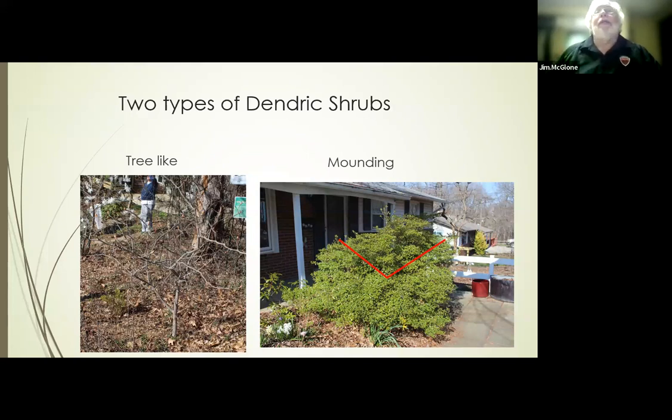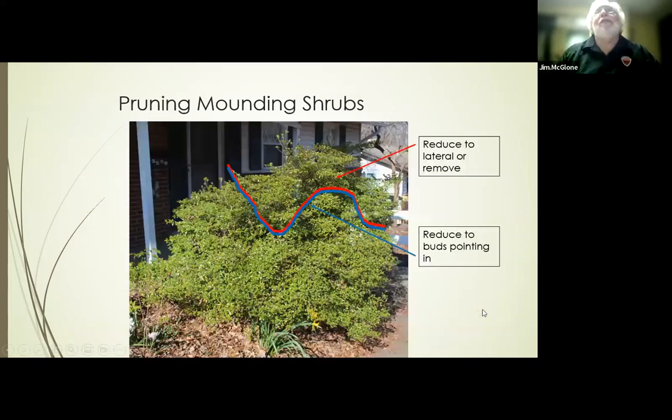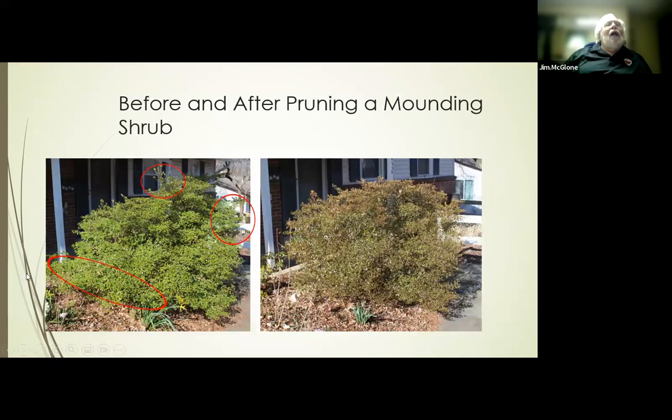And my wife actually complained to me about this, it was in the front of my house. She complained that this thing was getting too wide. And so what I anticipated was that I was going to, above this red line, reduce the laterals or do reduction or removal cuts in here. And then right at this edge is where I would be looking at reducing to buds pointing in. But after we discussed it more, she explained to me that her problem was not how tall it was getting or how wide it was getting along the sidewalk. It was that she had planted stuff down here that was getting shaded out by this.